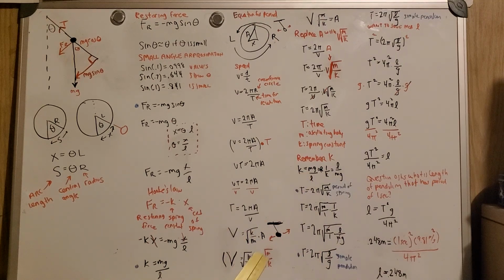The pendulum question asks us: what is the length of the pendulum that has a period of 1 second? We're going to use the formula we just obtained: L equals time squared times gravity divided by 4 pi squared. All of these are constants except for t, which is given to us as 1 second. So all we do is plug in the variables: 1 second squared times 9.81 meters per second squared divided by 4 pi squared. We get 0.248 meters, so the length is 0.248 meters in order for a pendulum to have a period of 1 second.